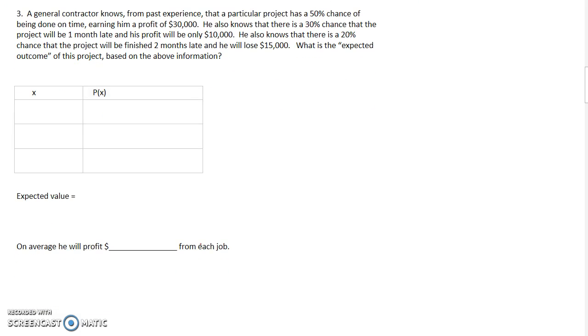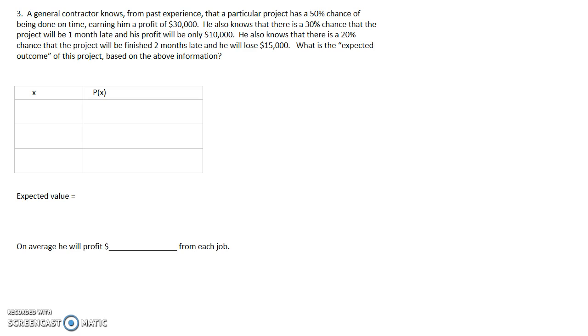All right, we're going to take a look at one more based off of an industry. Again, businesses, insurance companies, they use this stuff all the time. A general contractor knows from past experience that a particular project has a 50% chance of being done on time, earning him a profit of $30,000. He also knows that there's a 30% chance that it will be 1 month late and he'll only profit $10,000, and he knows that there's a 20% chance that the project will be finished 2 months late and he will lose $15,000. What is the expected outcome of this project based on the above information?